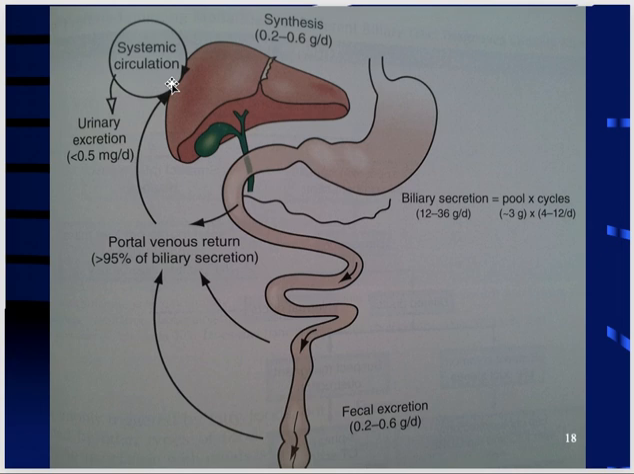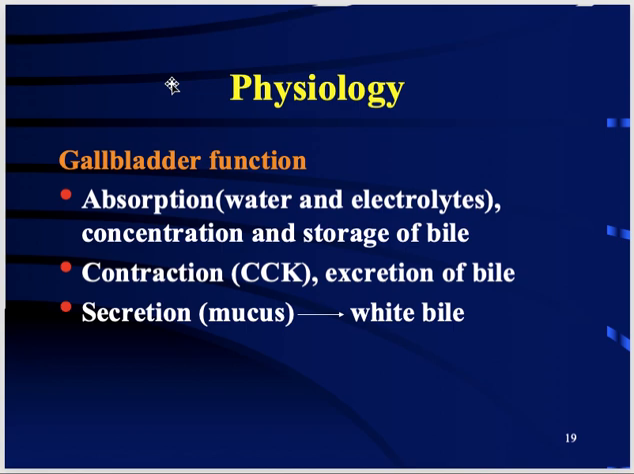Okay, so the first function of the gallbladder is storage, the second function is concentration, and there is one more function of the gallbladder, which is secretion of mucus. The gallbladder also forms mucus, so sometimes a mucocele can be formed in the gallbladder. Okay, so these are the three functions I'm talking about.